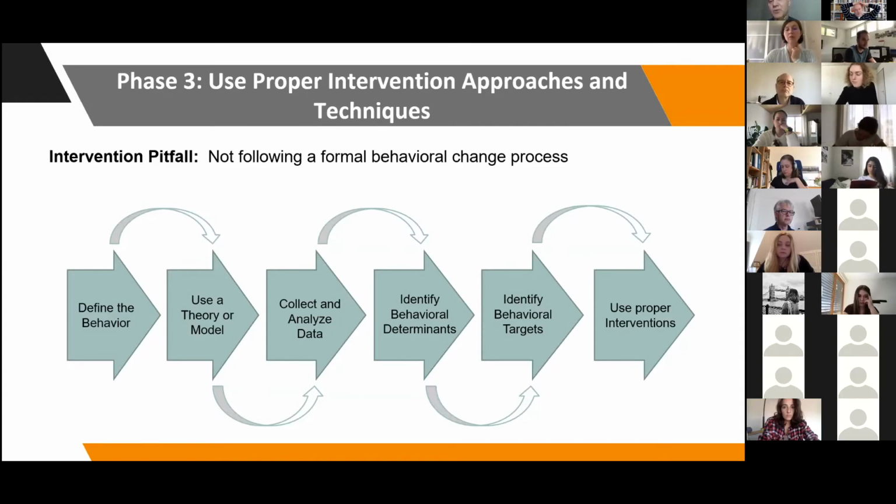So what I want to highlight is that you will maximize the possibility of changing behavior if you follow a formal process. If you identify a behavior, if you identify the determinants of that behavior, if you target the determinants of the behavior that you can feasibly change, if you use a proper approach, and if you use a proper technique. So there is a formal process you need to follow.